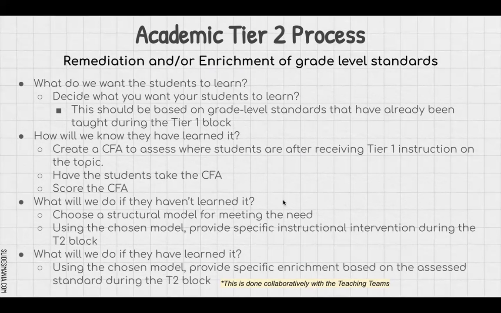What do we do if they haven't learned it? We are going to reteach that skill during tier 3 until that student has mastered it. And what do we do if they have learned it? Again, we're going to move them back to that tier 1 time. We're going to provide academic enrichment to them.